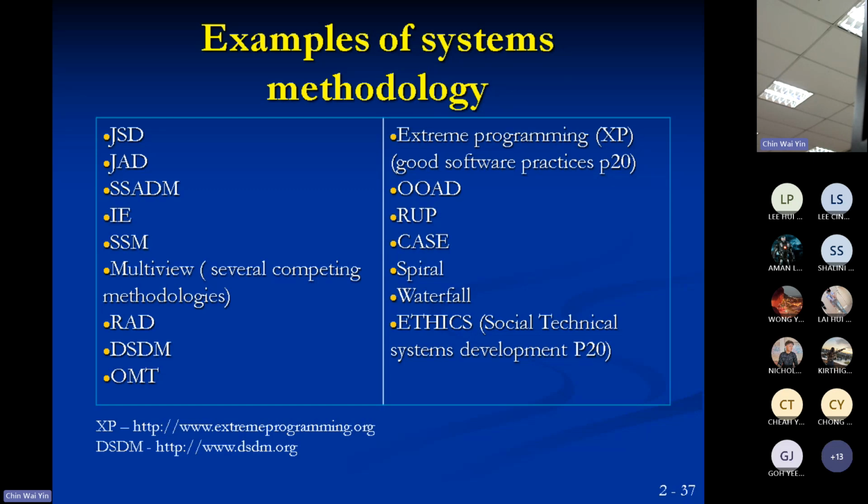Yes, it is in the list. It's just that the name is different. Okay, all right.